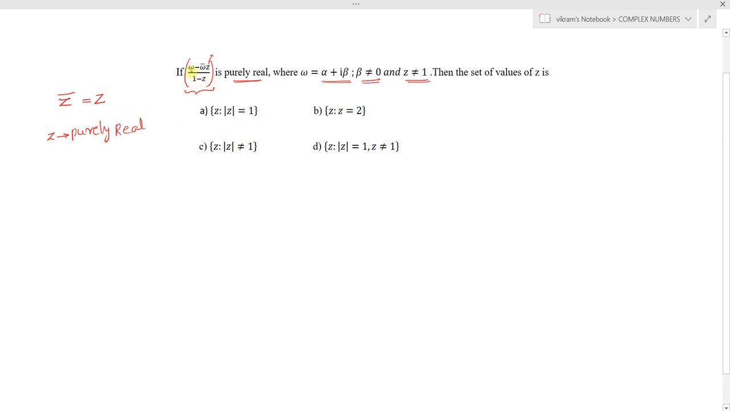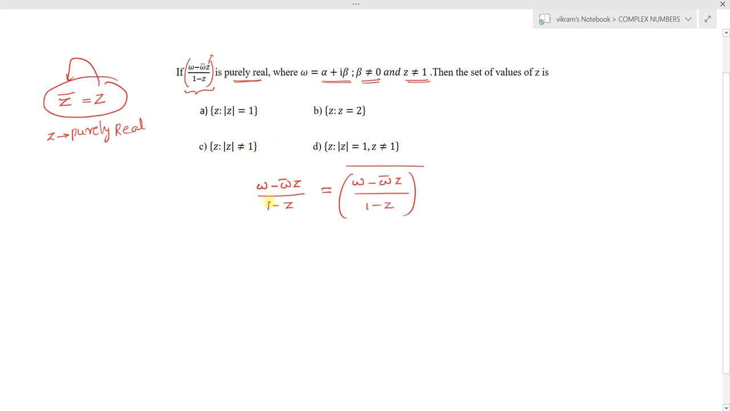Now, it is given that (w minus w conjugate z) by (1 minus z) is purely real. That means we have to use the total conjugate: the number equals its conjugate, that is, (w minus w conjugate z) by (1 minus z) equals the whole conjugate. If z equals its conjugate, we can say that the given complex number is purely real. This is the first condition.